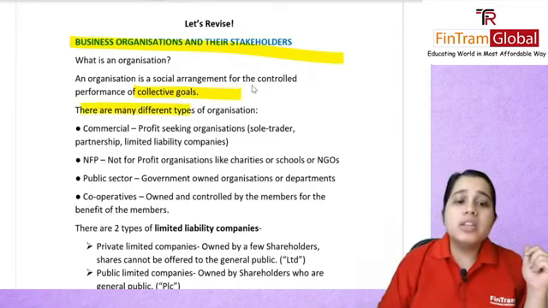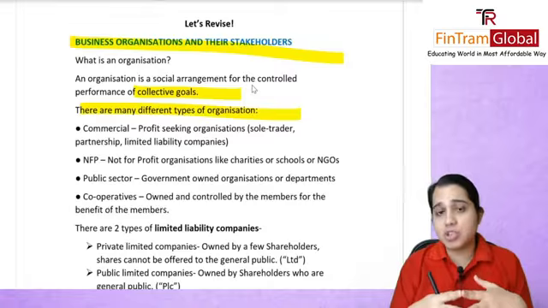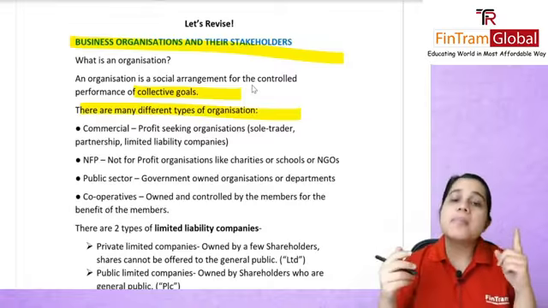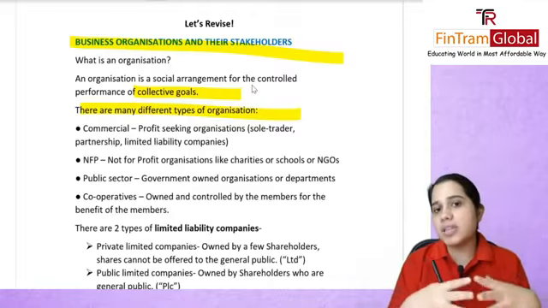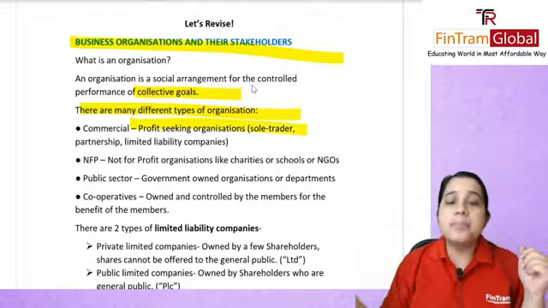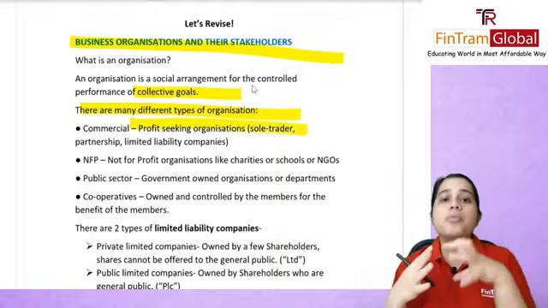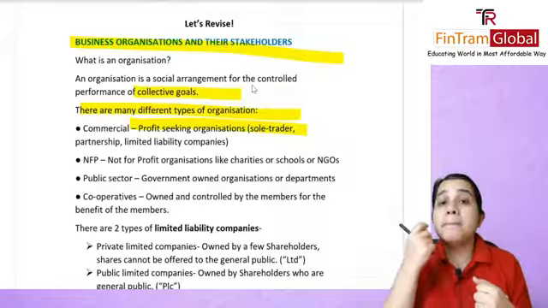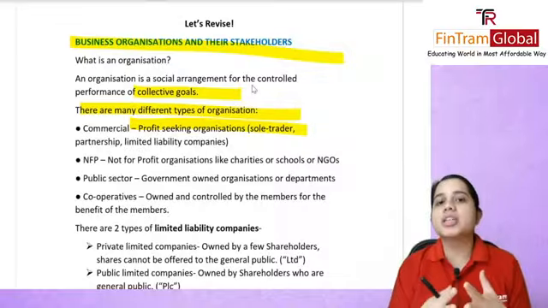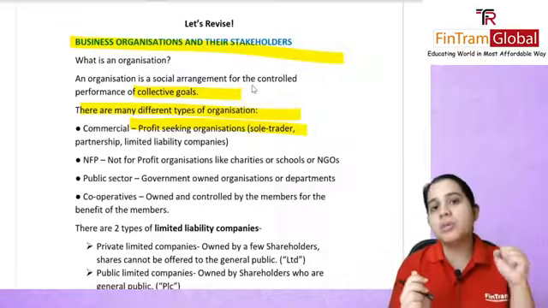Then we talked about the different types of organizations. So there were various types, right? We talked about commercial. These organizations were wherein profit was their objective. So these were profit-seeking organizations. The main objective, the ultimate objective for these organizations was to make profit.